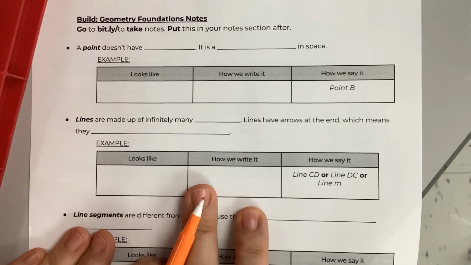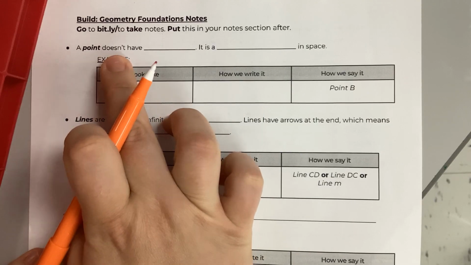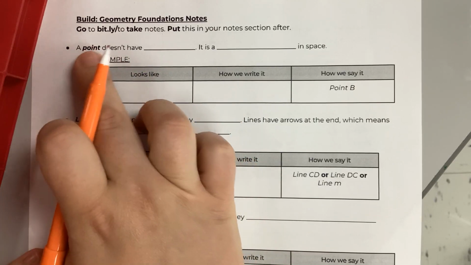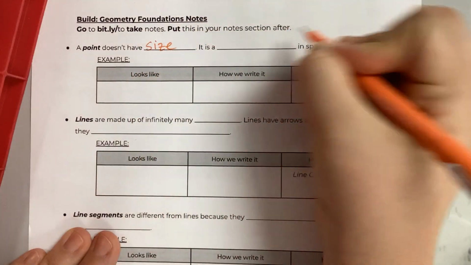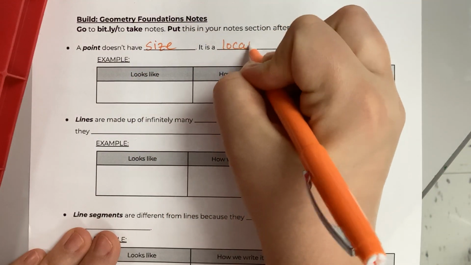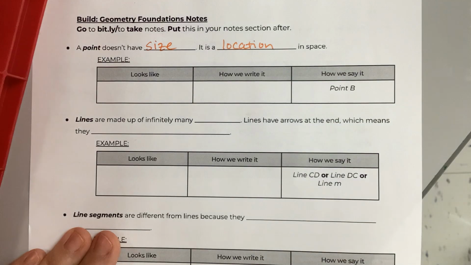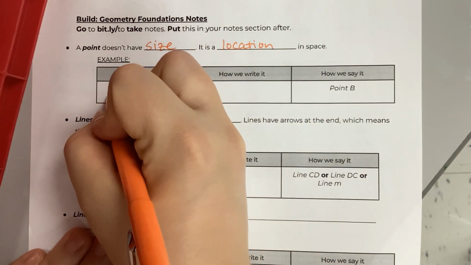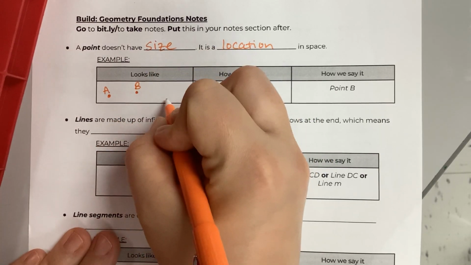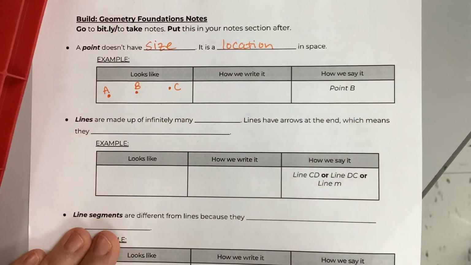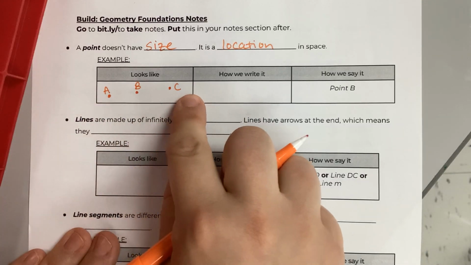So our first figure that we're going to establish is what a point is. A point doesn't have any size, it's just a location in space. Okay, so you might see something that looks like this. Okay, those are three separate points.